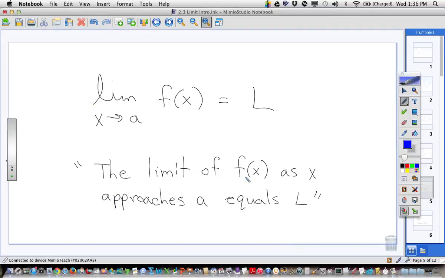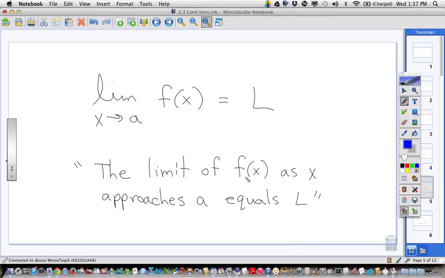All right, this is what I want to talk about today, this LIM thing, right? The limit. So as we see this notation right here, this reads the limit of f of x as x approaches a is equal to some number L. The limit of f of x as x approaches a is equal to some number L.